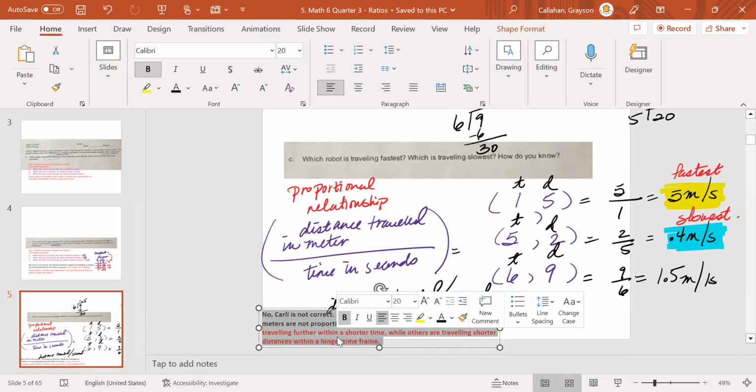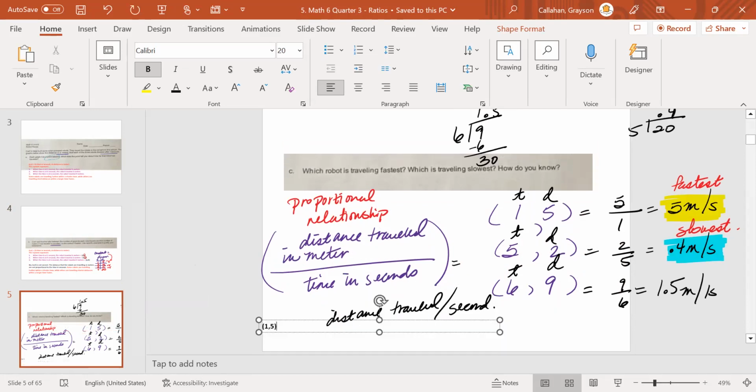You could say something like, the 1,5 robot is traveling the fastest. I know this because 5 divided by 1 equals 5, which means it's traveling 5 meters per second. Does that make sense? Okay, so that's the first one.